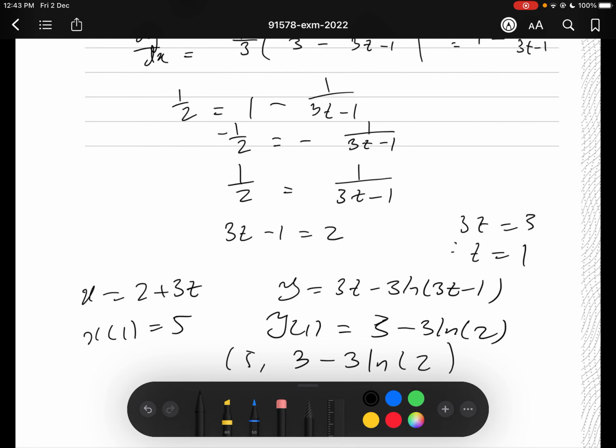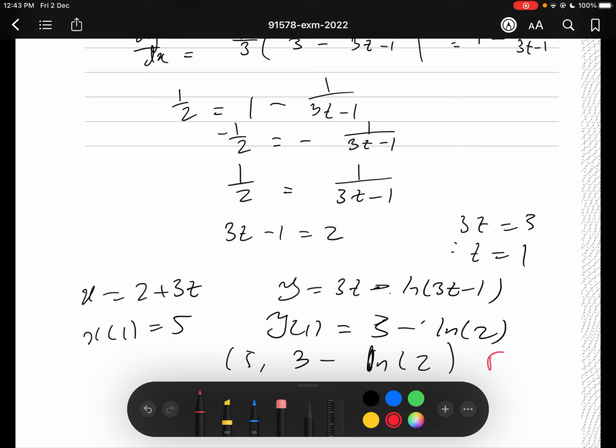Oh, sorry, not 3 minus. Sorry, it's not 3. Here's just 1 there. My bad. That's just 1. Okay, so it's just 3 minus ln of 2. And that should be our final answer for this question. We found the point is 5 comma 3 minus ln 2.